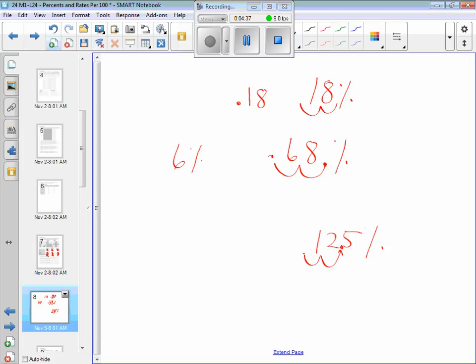6% as a decimal. Joseph. Correct. So I saw a lot of you take 6% yesterday and make that 0.6. 6% is not 0.6. It's 0.06, which is the next page. As a matter of fact, what is 0.6 as a percent?